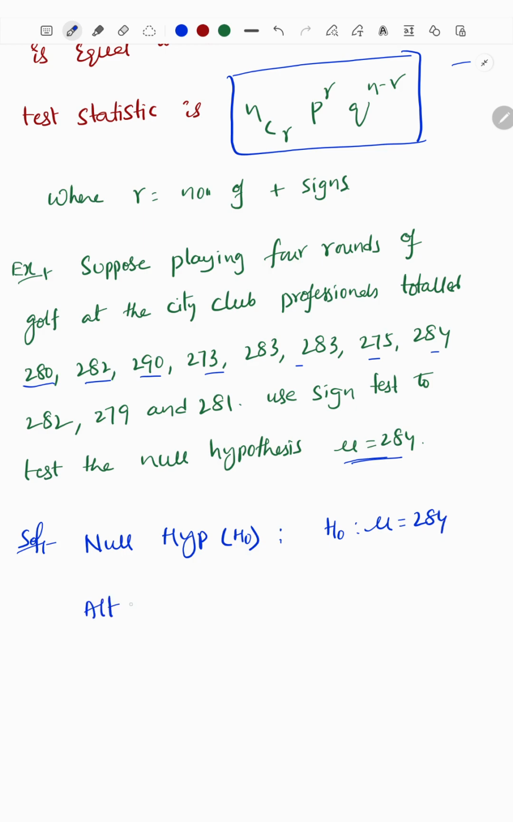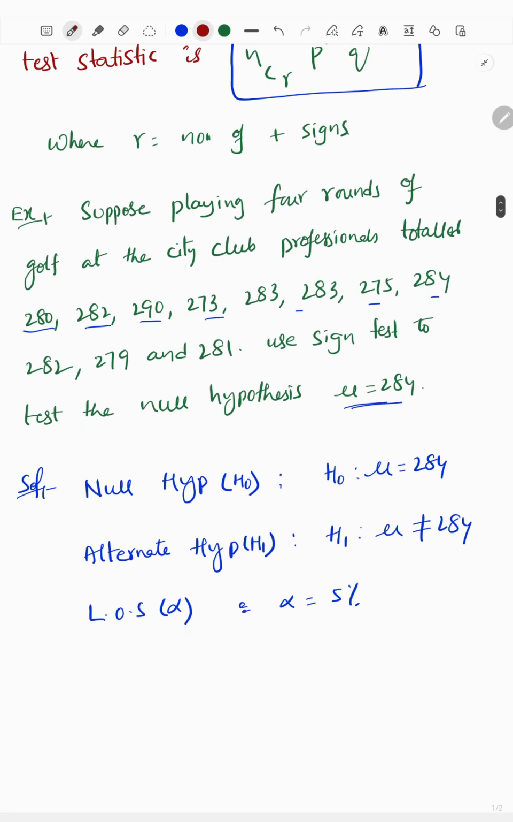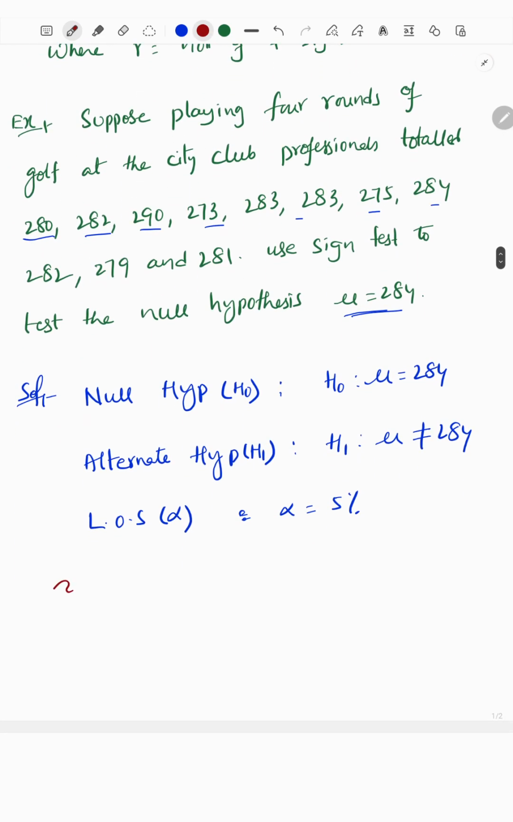Then the alternate hypothesis, H1, is that mu is not equal to 284, obviously, if it does not become equal. And the level of significance, which we represent with risk level alpha, is not given, so let's take alpha equal to 5%. Now before going to the formula, we have to take the data.